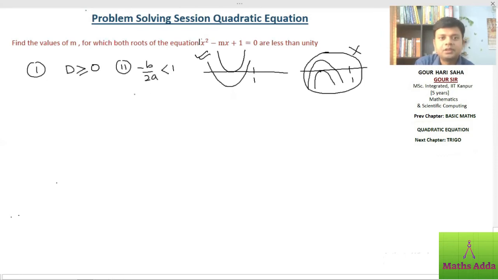It is less than 1. And what is the third condition? a into f(k), a is 1, so f(1). f(1) is what? f(1) is greater than 0. So, now use these conditions and get the answer.